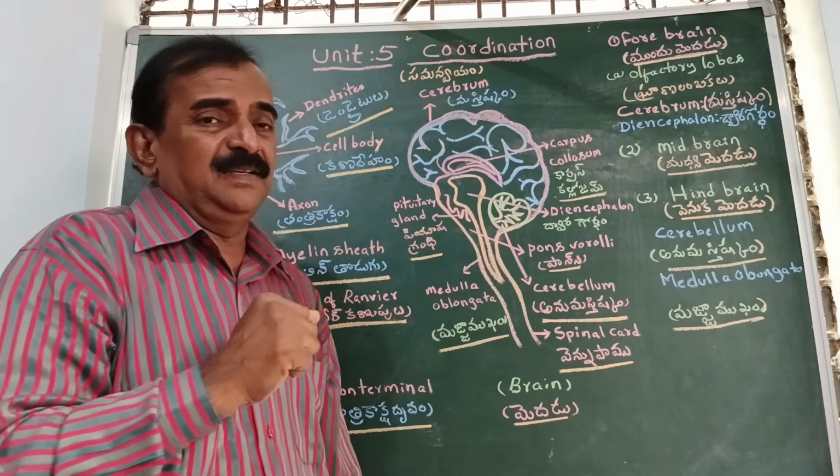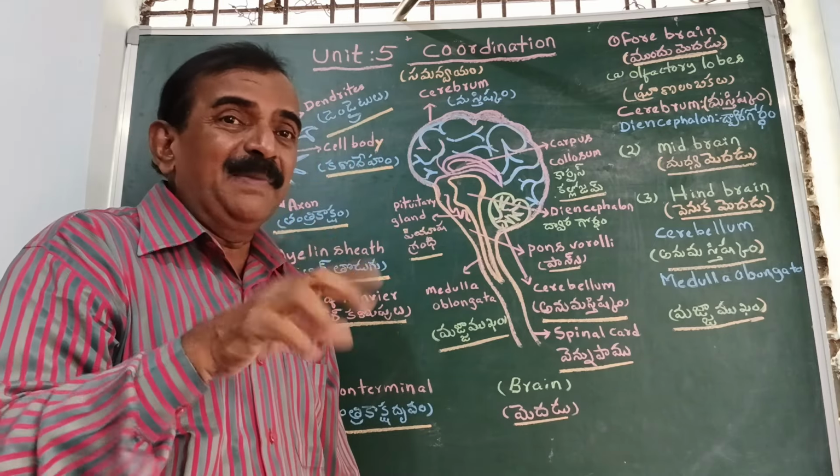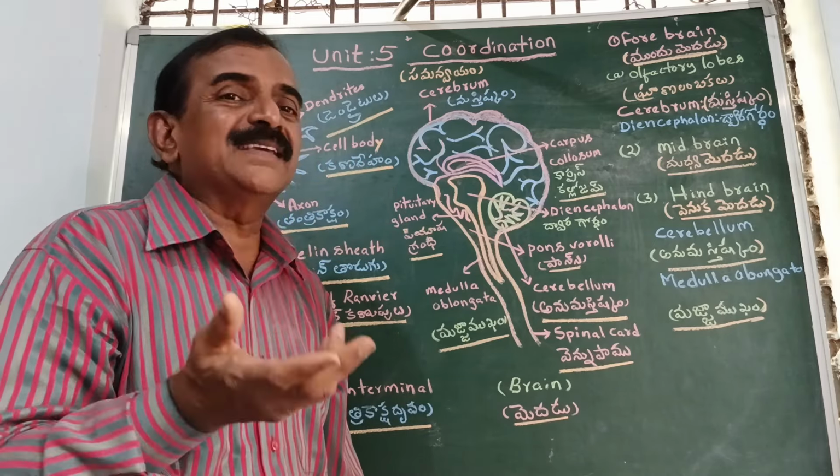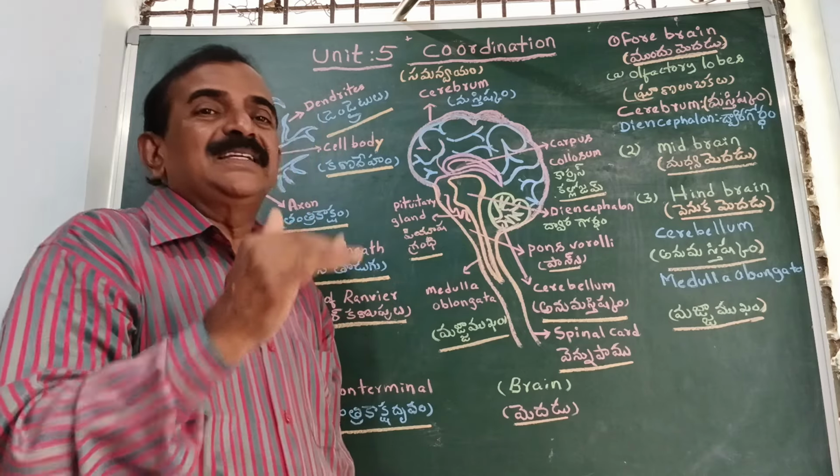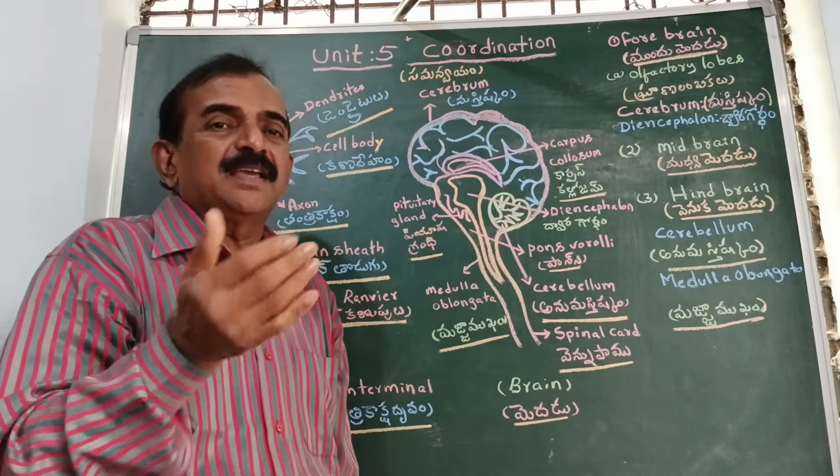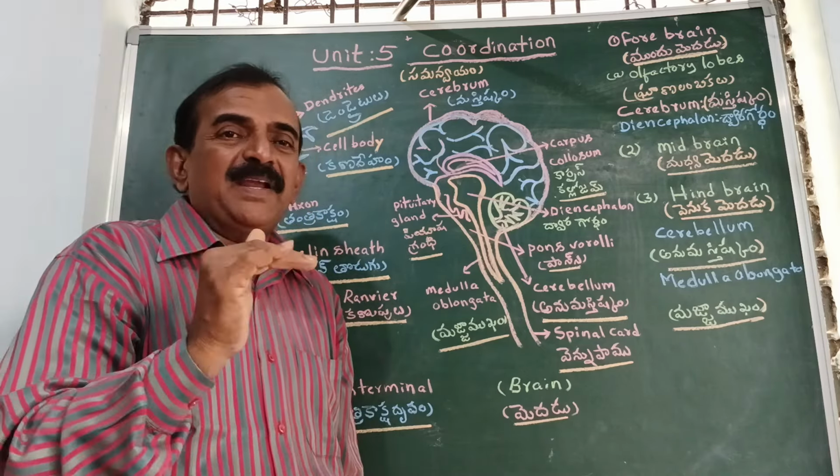The cerebrum is the main part of the brain, the seat of mental abilities. It controls thinking, memory, perception, reasoning, emotions and speech. All these functions are under the control of the cerebrum, and it also integrates some of the functions. So all these functions are performed by the cerebrum.